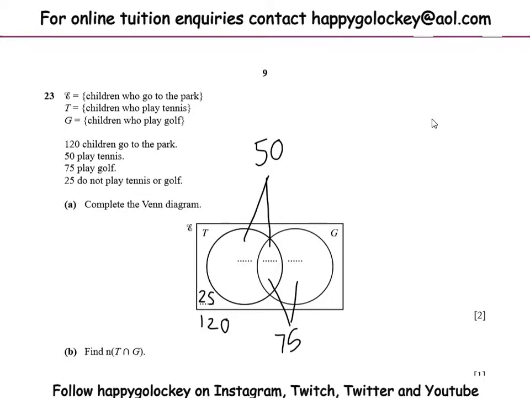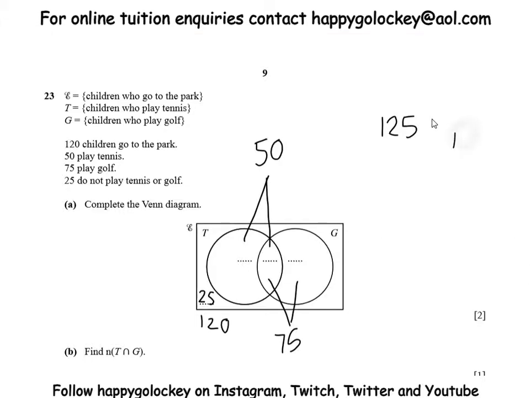All right, next thing we know is if 120 went to the park, we've got to fill in the Venn diagram with the numbers. Well, if we've counted 50 and we've counted 75, that's 125 so far. But when we look at how many people were involved, 120 went to the park and 25 didn't play tennis or golf, that leaves us 95. So we're actually short, 125 compared to 95.